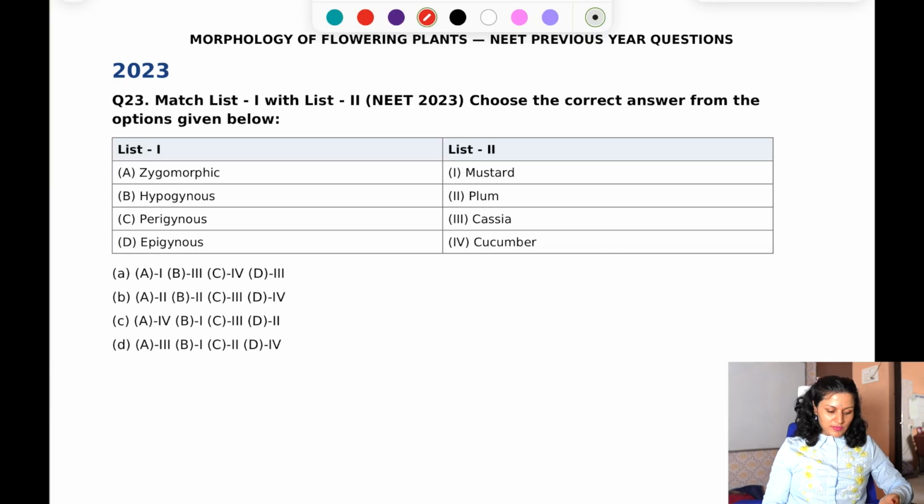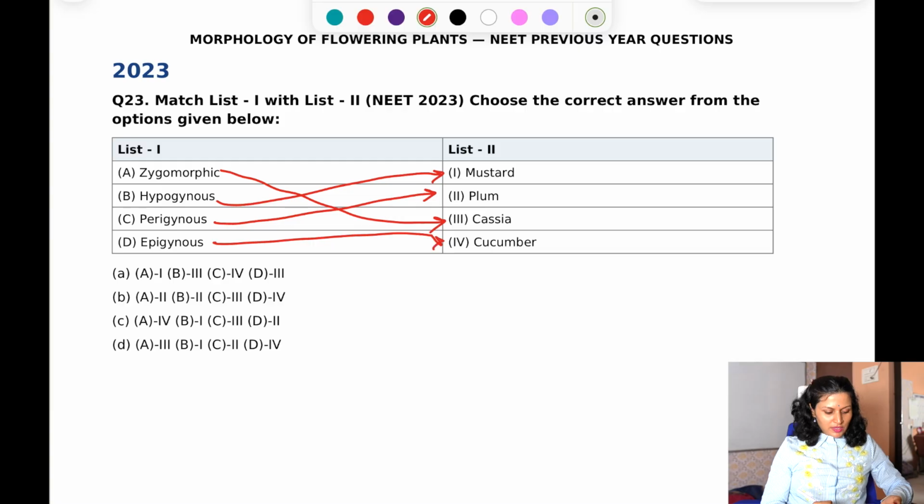Question 23. Match list 1 with list 2. Zygomorphic, cassia, hypogynous, mustard, perigynous, plum and epigynous, cucumber. Again, I'm stressing on the importance of examples from this chapter. So many questions have been formed only using the examples and the concept name. 3, 1, 2, 4. Correct option for question 23 will be D.